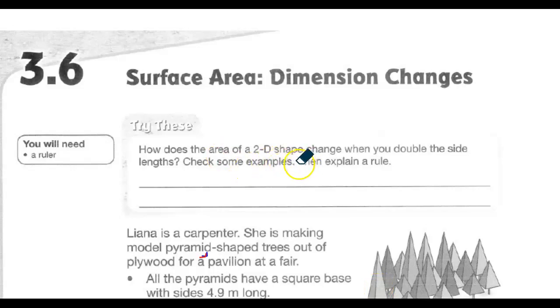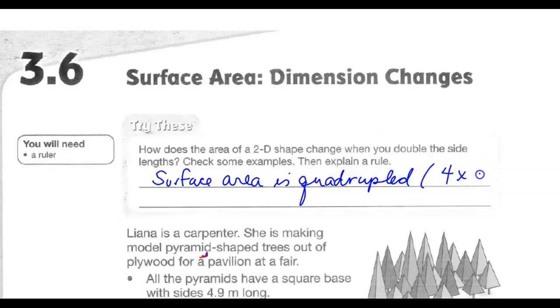Okay, so we've checked some lengths. So when you double the side lengths, the surface area is, we could say, quadrupled, right? 4 times as big. Okay.